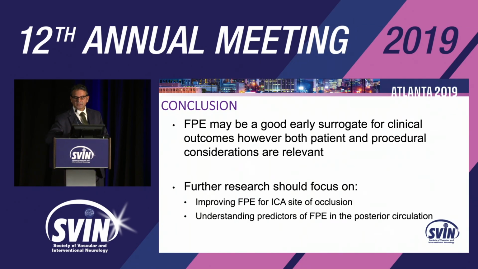So in conclusion, the first pass effect may be a good early surrogate for clinical outcomes and may become a relevant early biomarker of device efficacy. But there are factors that are both patient and procedural specific that are relevant to the discussion. And we really need to focus further research on improving first pass effect for the ICA location, as this appears to be a risk factor for non-FPE. And posterior circulation FPE is very poorly understood and requires larger data sets. Thank you.